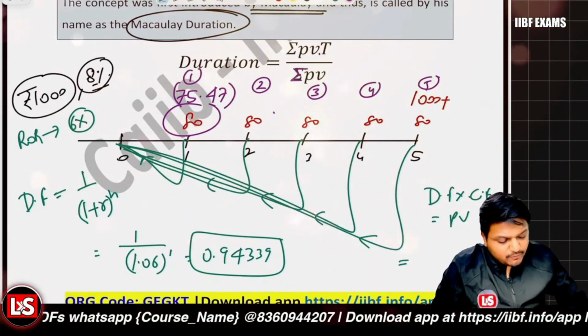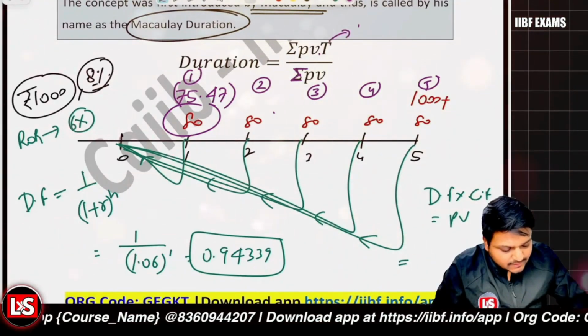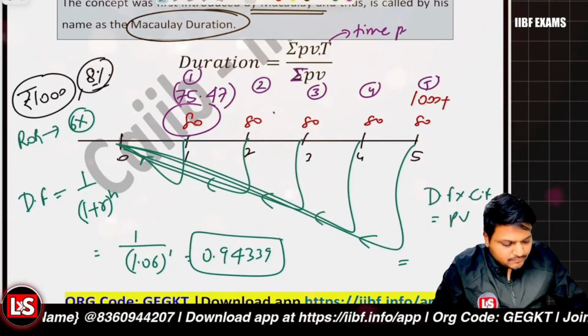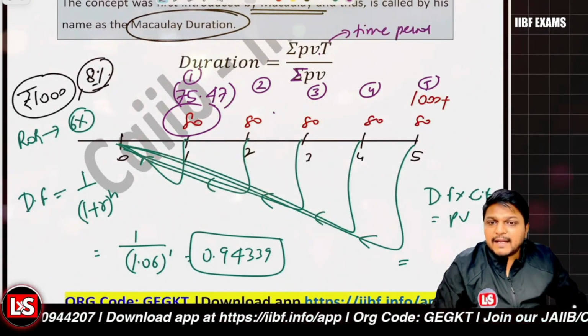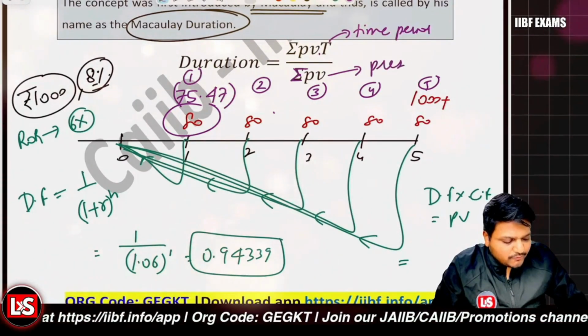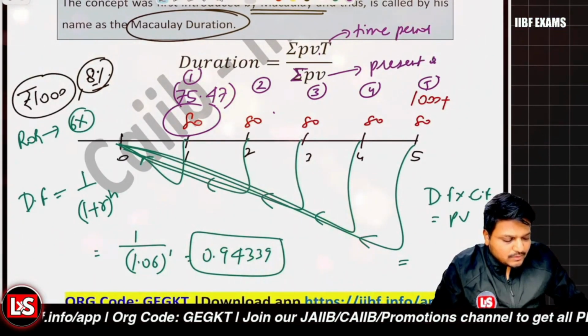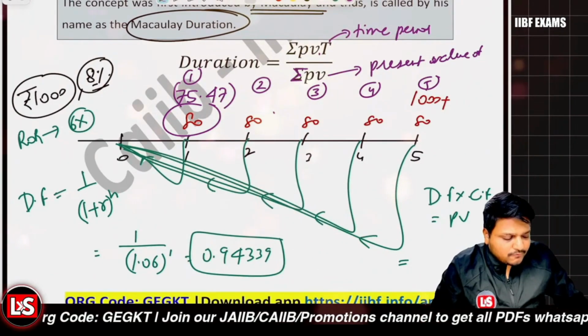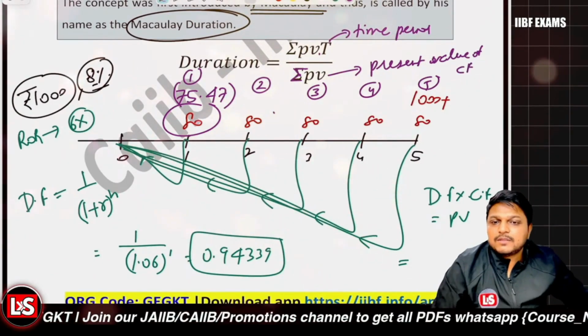So T is the time period over here. And PV is representing what? PV is representing the present value of the cash flow. Getting it?